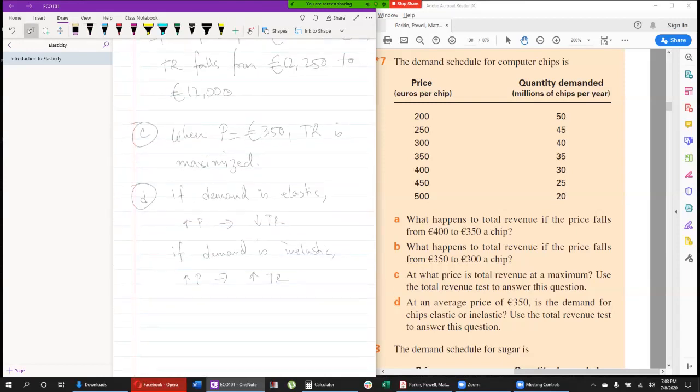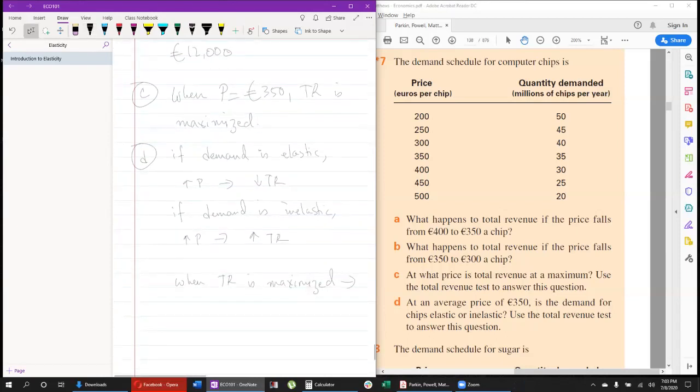Therefore, when total revenue is maximized, it's not increasing or decreasing. When total revenue is maximized, demand must be unit elastic.